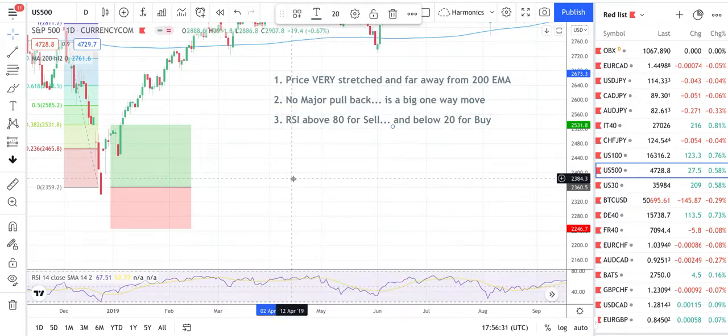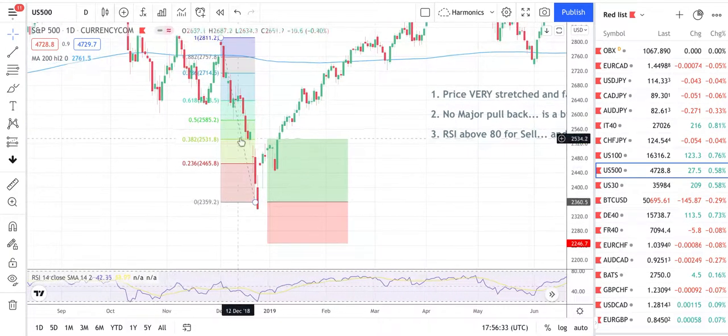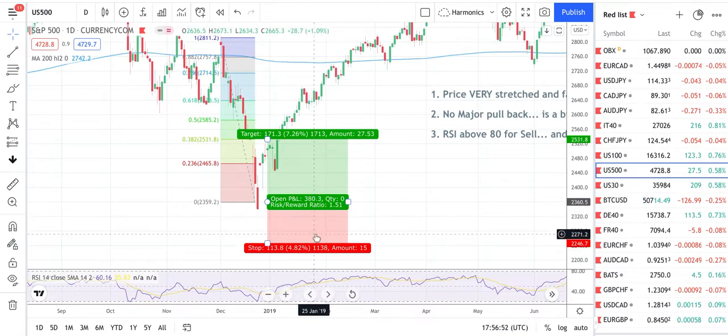Setting take profit and stop losses. Look for the first support level or resistance level, whichever way you want to call it, in this area. If you are confused, if you're not sure, go for 23.6, and set up your stop losses to 1.5.